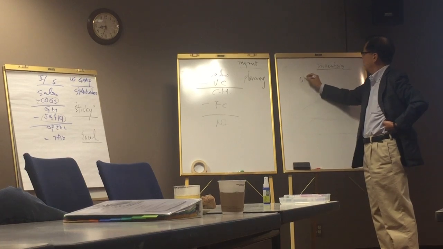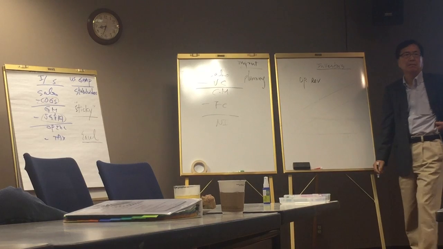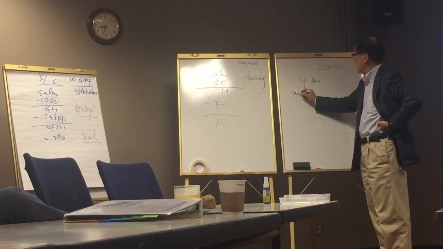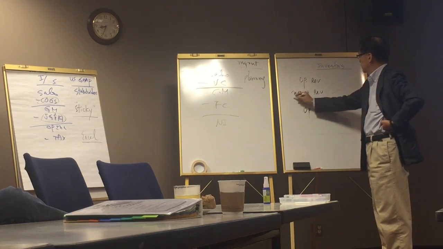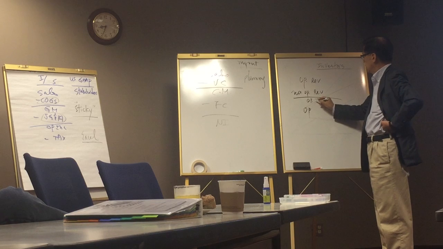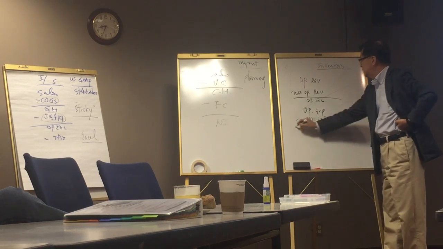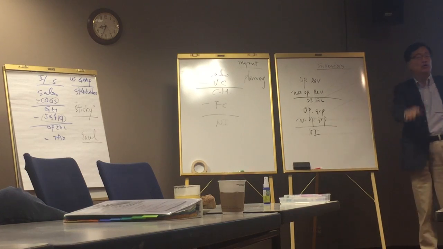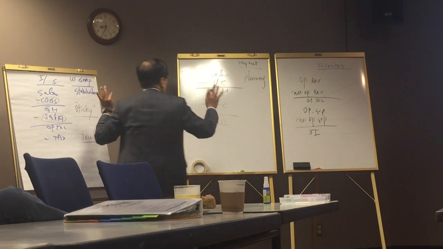We'll say, okay, how much is operating revenue? How much is non-operating revenue? Operating income, operating expense, non-operating expense. This was the whole exercise we did in module 3.